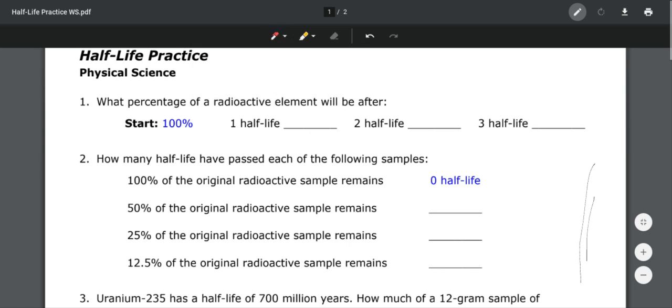Today I'm just going to do this quick video here to help you get started on some of these concepts because they're a little bit tricky when we talk about half-life. So I'm just going to go right through some of these problems here.